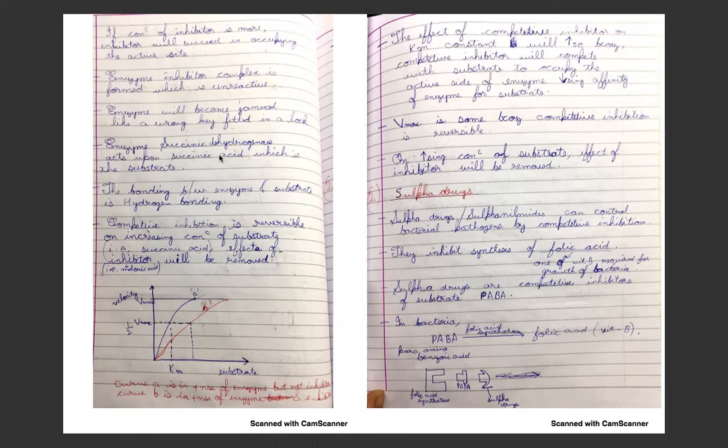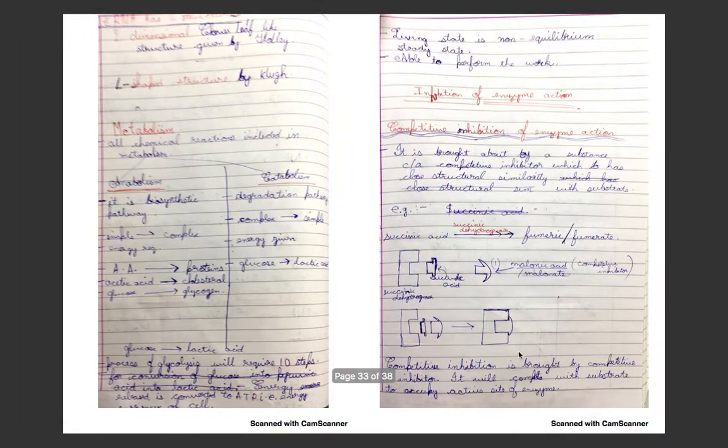Now the enzyme succinate dehydrogenase acts upon succinic acid, which is the substrate. Competitive inhibition is reversible on increasing the concentration of substrate. Since malonic acid has occupied the active site of the enzyme, but again, if the succinic acid concentration is increased, then again the enzyme-substrate complex can be formed.